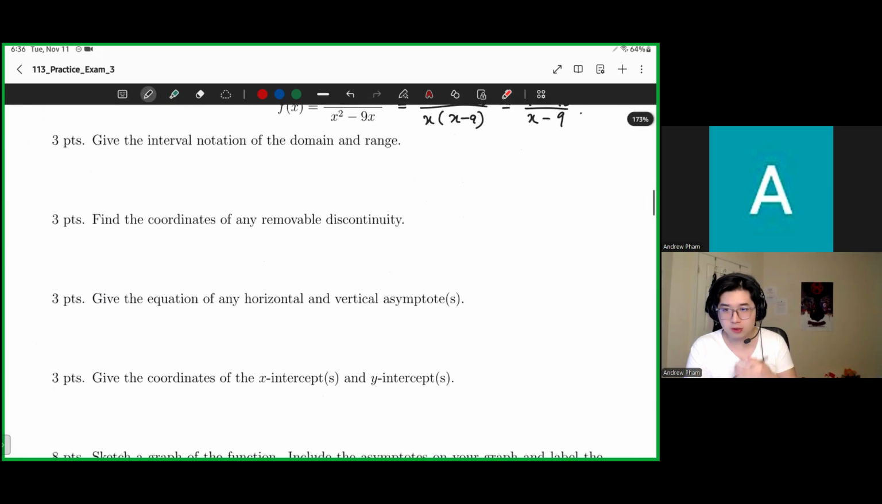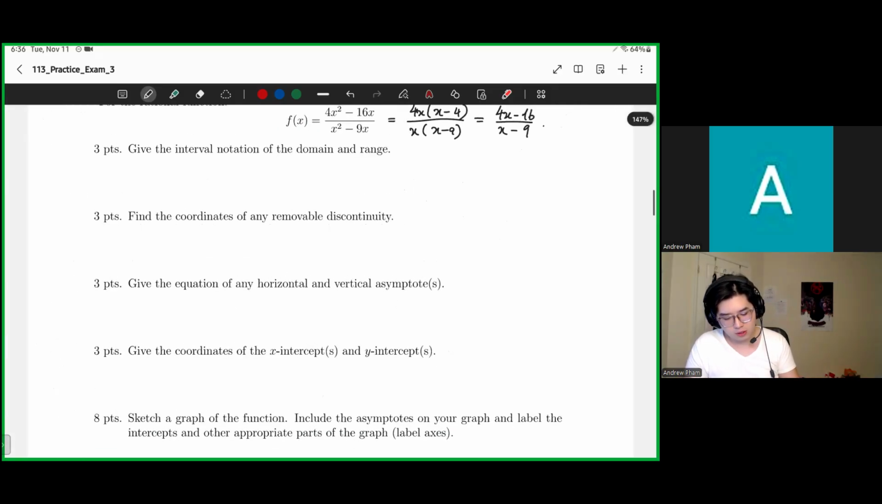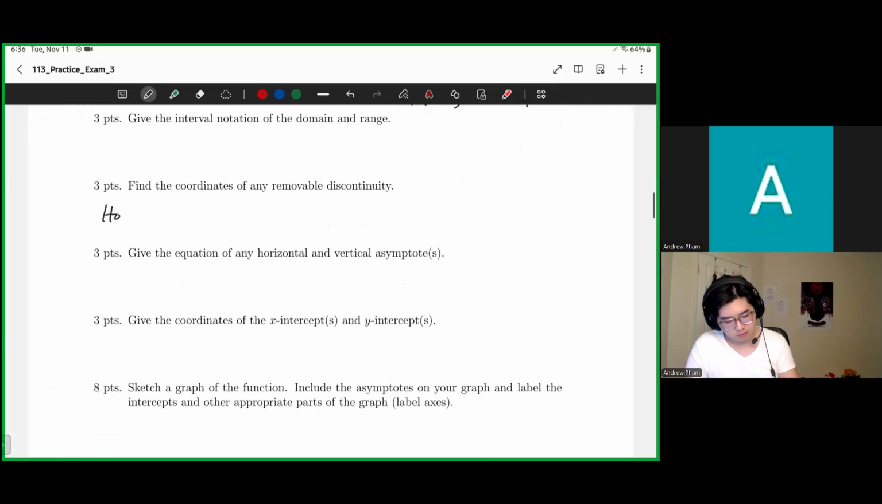So since this hole is only a discontinuity at one point, we can actually remove it because the limit still exists at that particular point. It's just that that point is not defined. So I can say that there is going to be a hole at x is equal to 0.